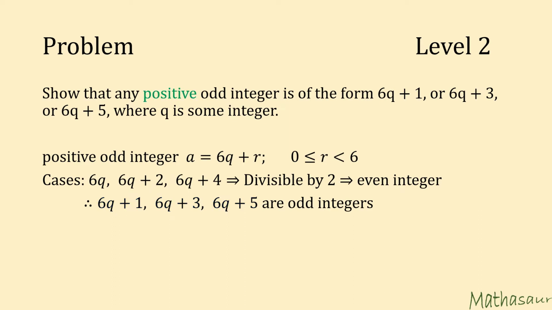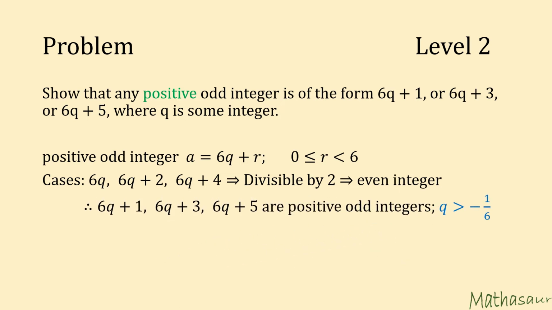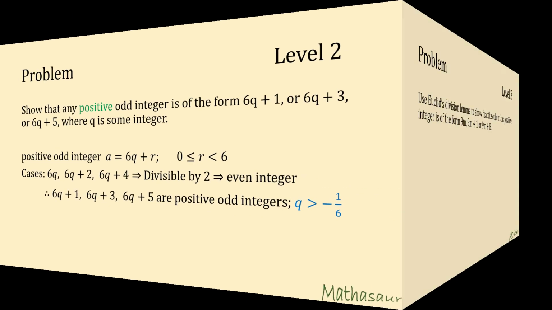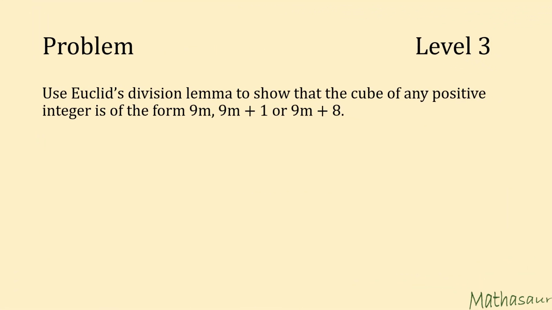Now we are also talking about positive odd integers. So each of these 3 cases has to be positive or greater than 0. Let us just solve for q and take the smallest value of q. We see that q greater than minus 1 by 6 would give us positive odd integers. So 6q + 1, 6q + 3 and 6q + 5 are positive odd integers when q is greater than minus 1 by 6. Let us look at another problem.